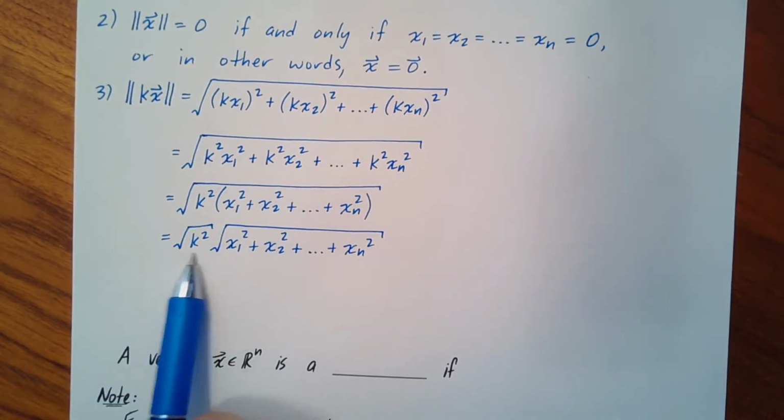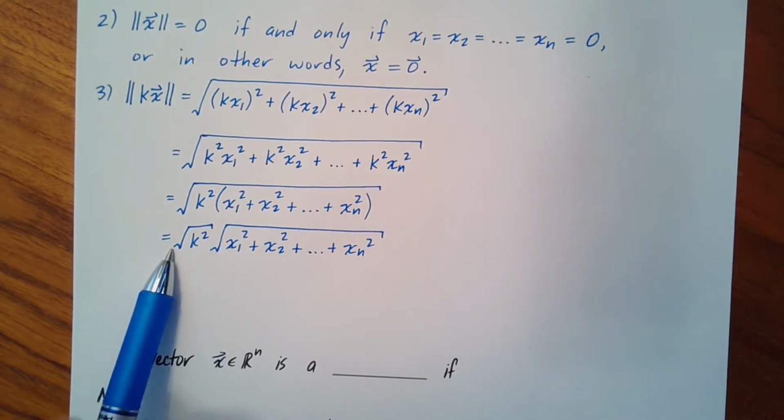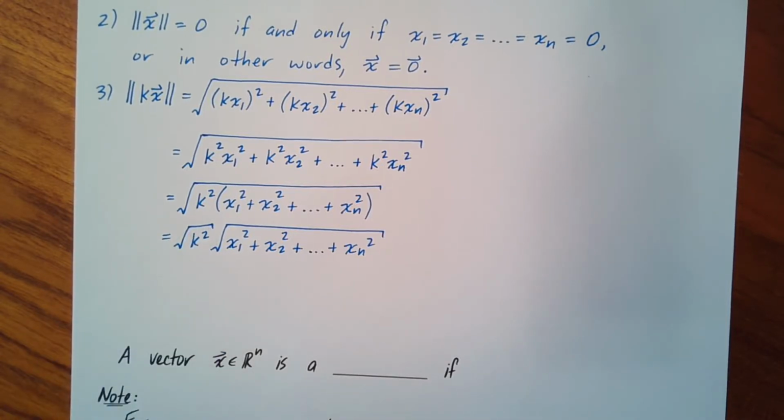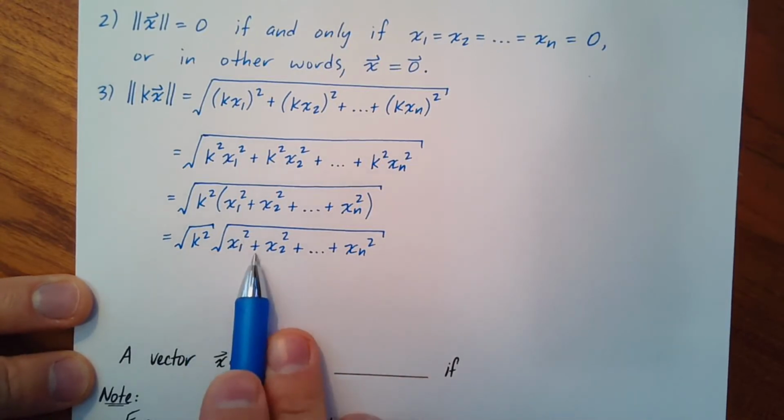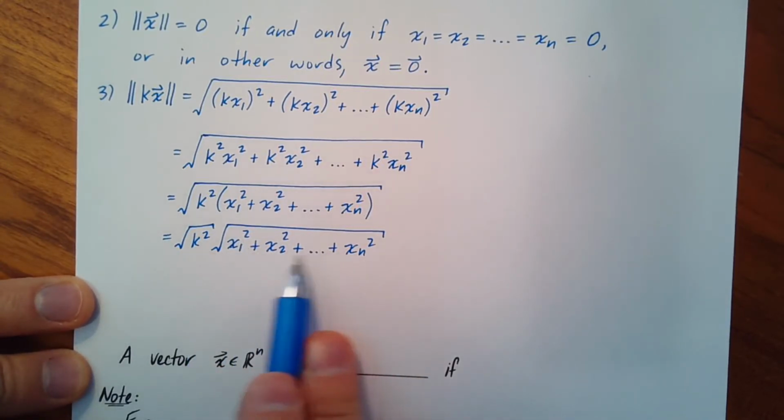And what's this? The square root of k squared. The square root and the squared cancel, but because the square root is always positive, right? Remember that the square root is by definition always positive. This is actually going to turn into the absolute value of k. And what's this? The square root of x1 squared plus x2 squared all the way down to xn squared.